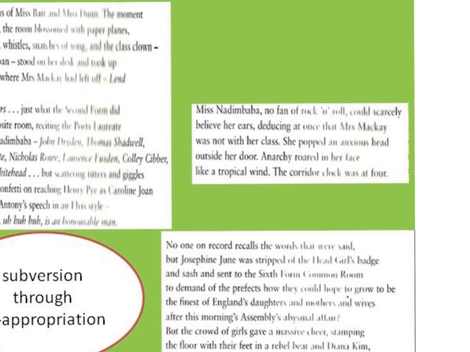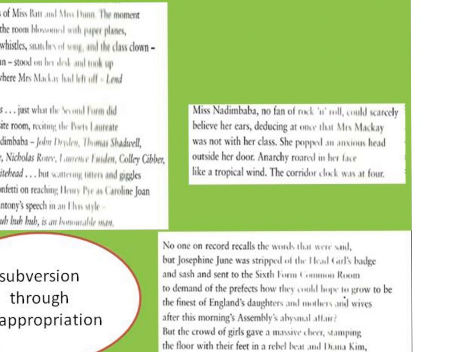A quick contextual point there in terms of juxtaposition. We've seen this quote earlier, but we have Miss Nadine Bamber, no fan of rock and roll, who could scarcely believe her ears. So I guess what's implied here is that Miss Nadine Bamber is appalled at the lack of respect shown towards the bard, Shakespeare, the kind of reverence and worship he is afforded. No, to Caroline Joan, it's just a chance to mess around and transform Shakespeare into Elvis.